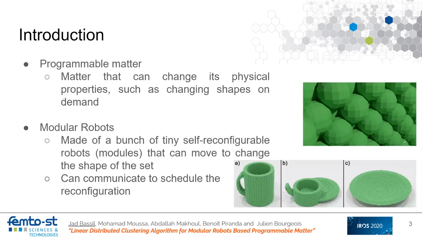Programmable matter is a matter that can change its physical properties, such as changing its shape on demand. One way to achieve a programmable matter is by building a large modular robot made of tiny self-configurable robots that can communicate to exchange messages and move to change the overall shape of the set. For example, on the right we can see a mug made by tiny spherical modules reconfiguring itself into a plate.